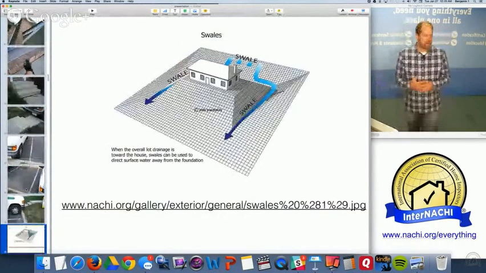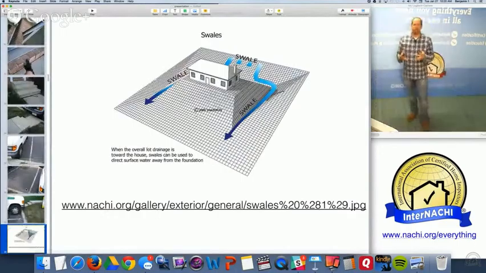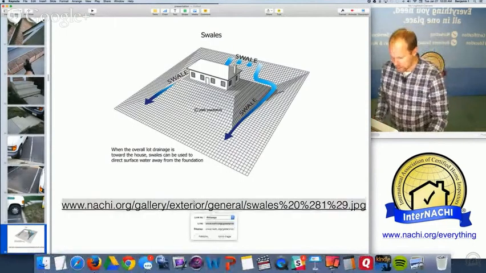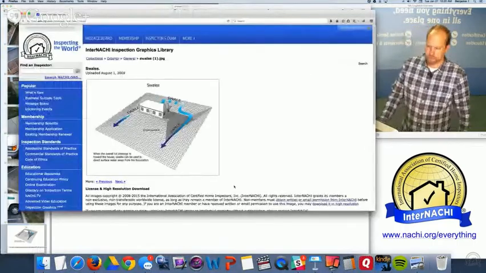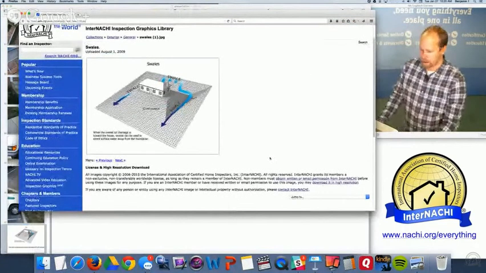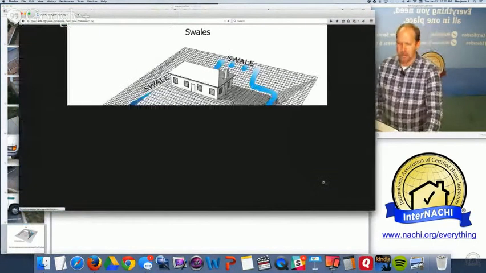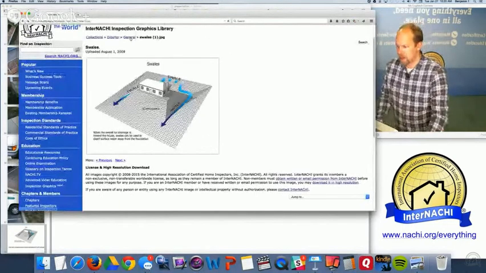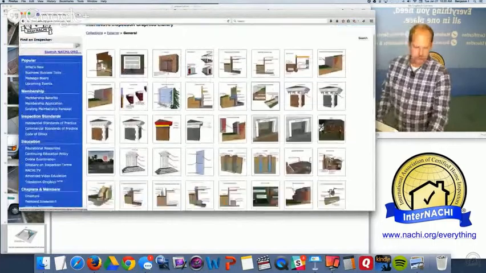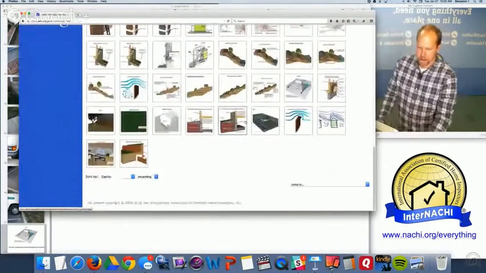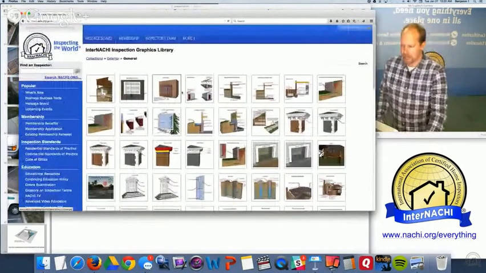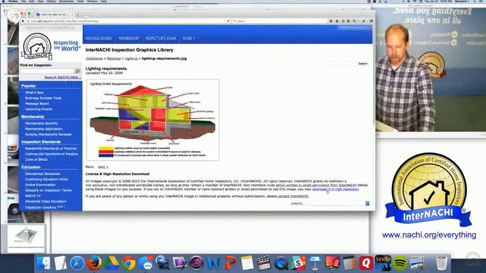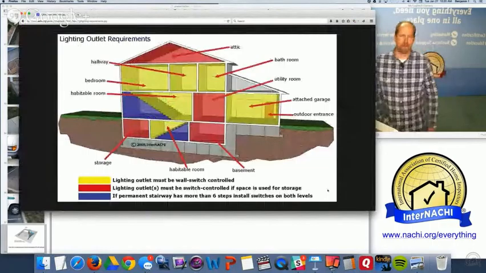If you needed something more than just your images or words, and you wanted graphics and illustrations, InterNACHI provides that, and you can download these for your inspection report. And here's one about swales, and you can also download it in high res. Every member has access to these illustrations. We have hundreds of illustrations available in our gallery, so you can grab any of those and download them for your inspection report. Some of them are pretty awesome too. All of them are pretty awesome.